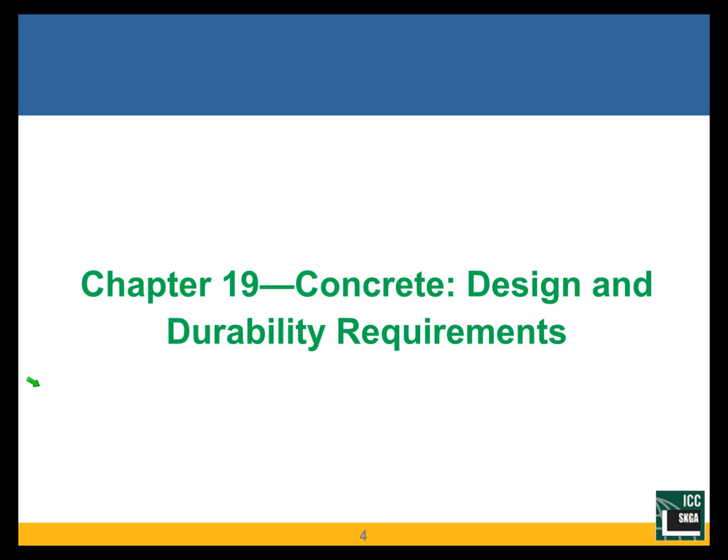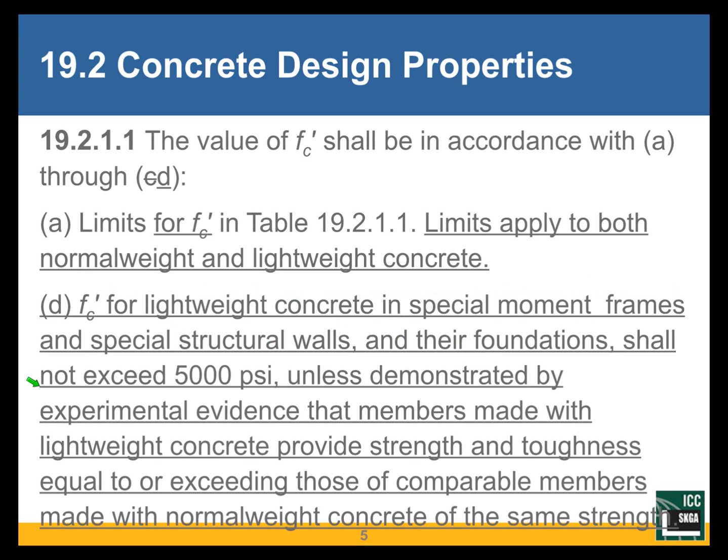The first chapter today, chapter 19, is on concrete. There are 2 materials chapters, 19 on concrete, 20 on reinforcement. So it is design and durability requirements. Durability used to be in chapter 4, a separate chapter by itself in ACI 318-11 before the code was reorganized. Now it is part of the concrete chapter.